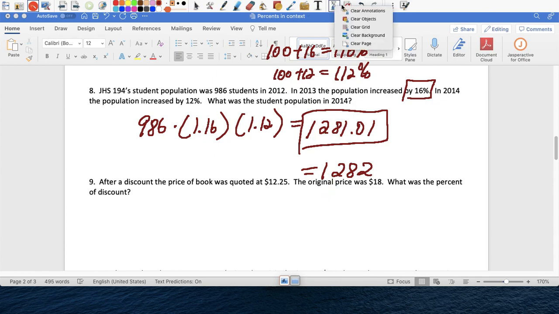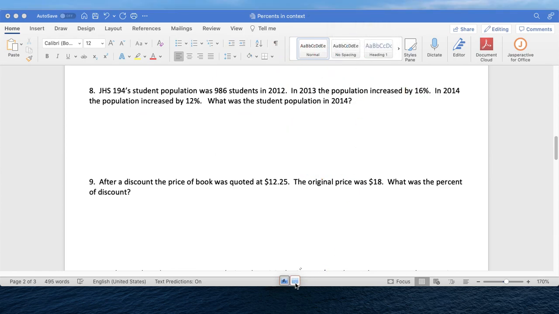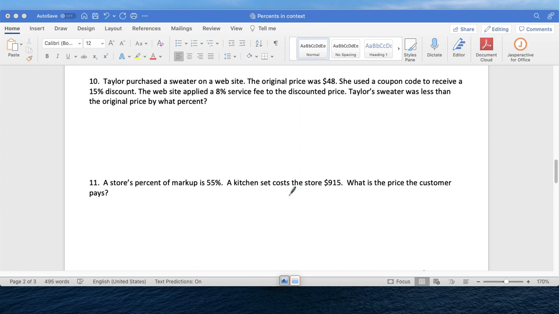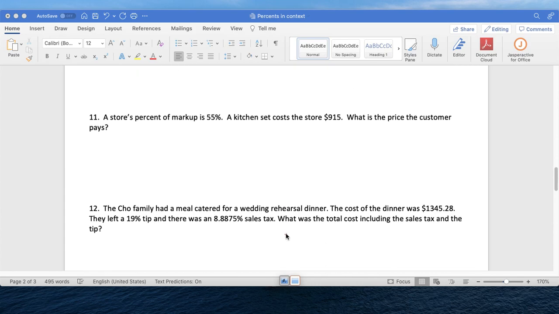Okay. Percent discount. So again, that comes next Monday. Taylor purchased a sweater. The original price is $48. She used a coupon to receive a 15% discount. The website applied an 8% fee to the service. Taylor's sweater was less than the original price by what percent? Okay, so this one I'm going to leave alone. Percent of change, we'll talk about that.